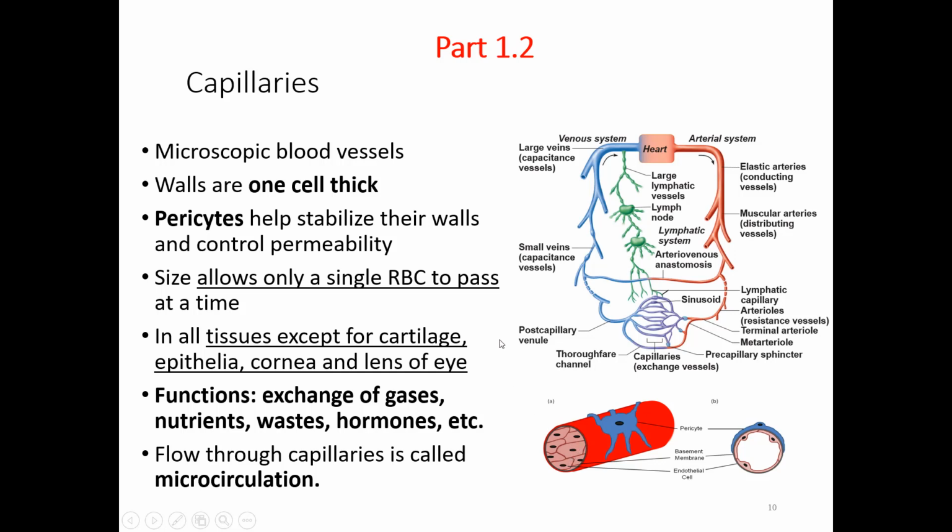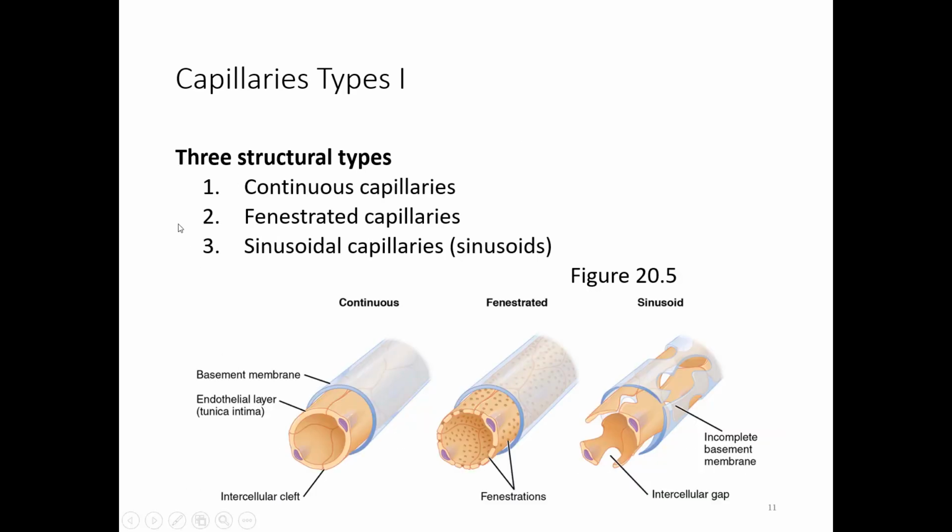There are only a few tissues where we do not have capillaries. Those would be cartilage, epithelia, an example being the epidermis of the skin, and also the cornea and lens of our eyes. When blood flow is going through capillaries, it is called microcirculation. There are 3 types of capillaries by structure: continuous, fenestrated, and sinusoidal.